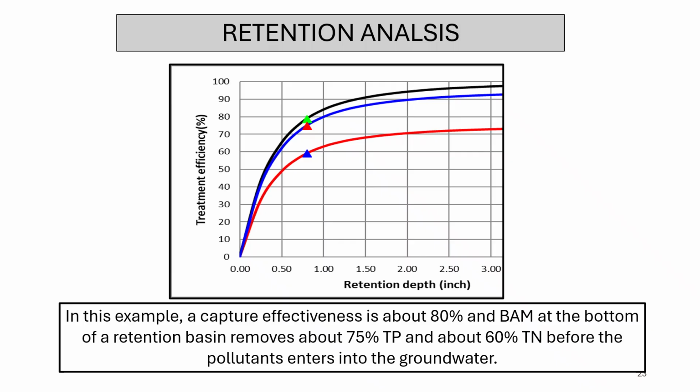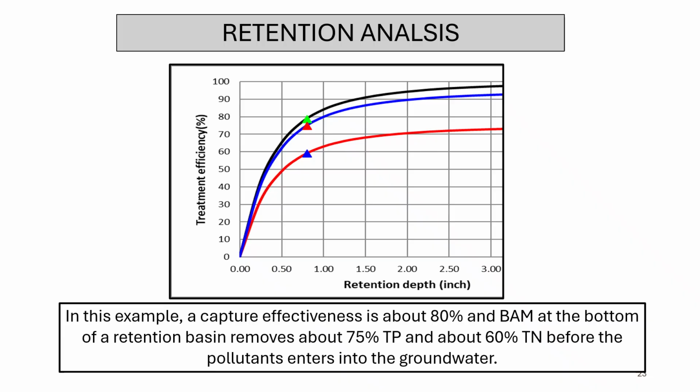Of the runoff that does infiltrate through the BAM at the bottom of the retention basin, the media removes roughly 75% of total phosphorus and about 60% of total nitrogen before those pollutants have any opportunity to reach the groundwater below. This represents a significant reduction in pollutant loading to the subsurface environment.